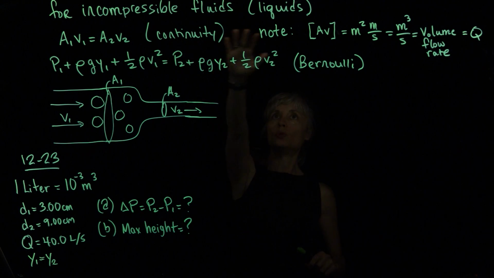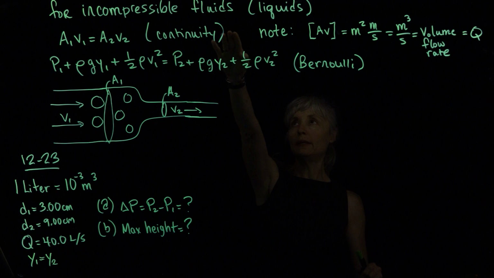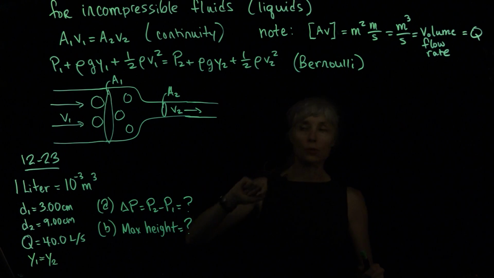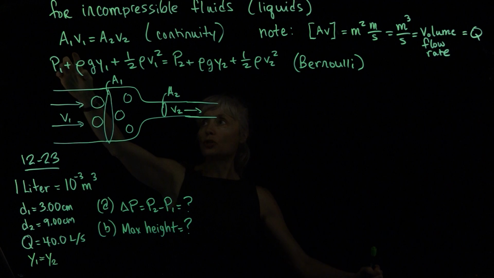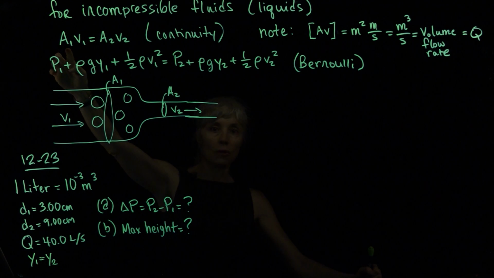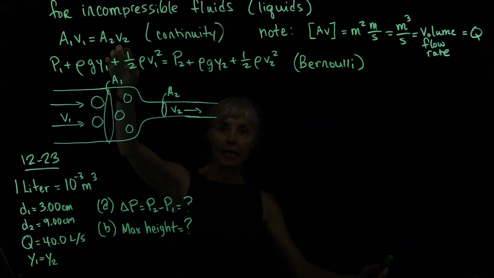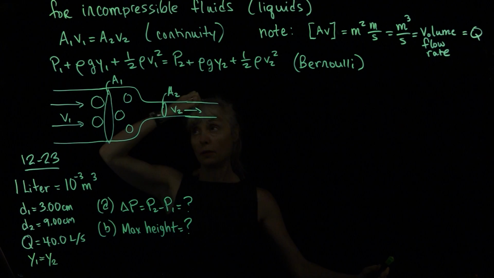So just to summarize, we are only looking at incompressible fluids here, which are liquids, and the equation of continuity that we derived a couple of videos ago says that the area at one location in a pipe times the fluid speed at that same location is equal to the area at some other part of the pipe times the fluid speed at that point in the pipe as well.